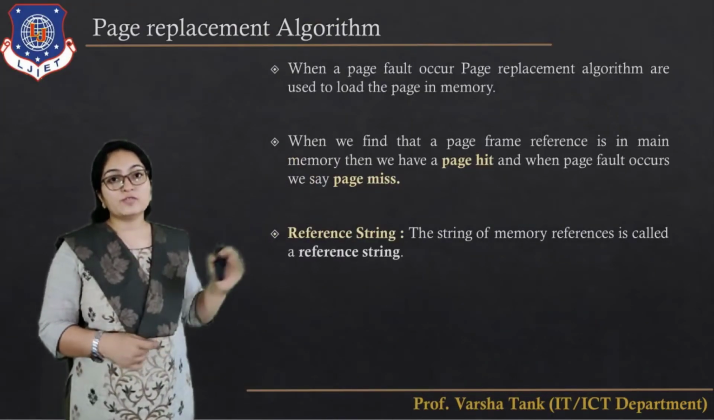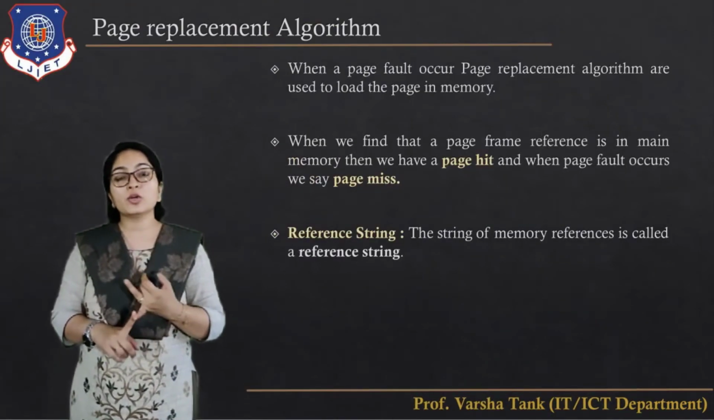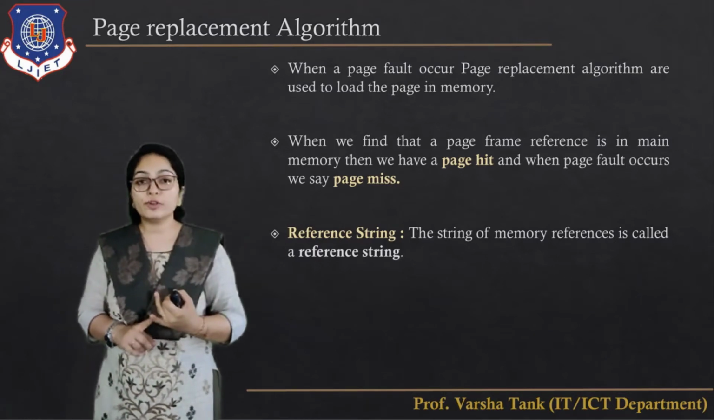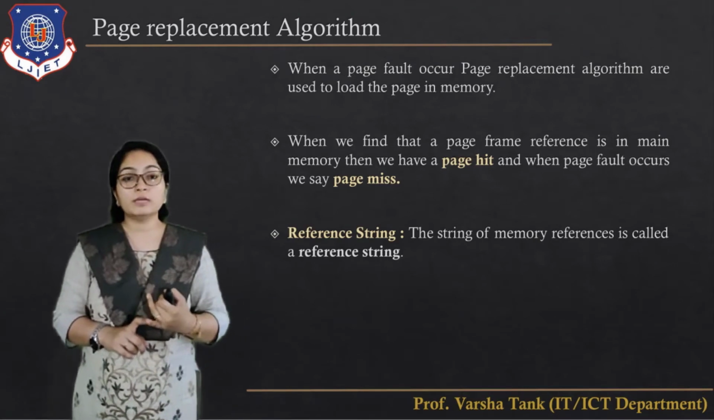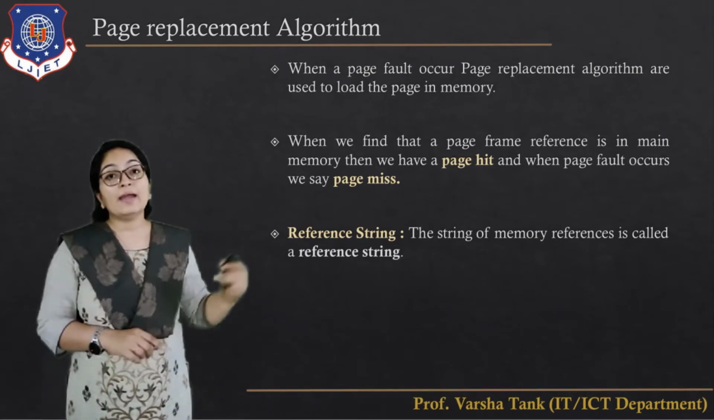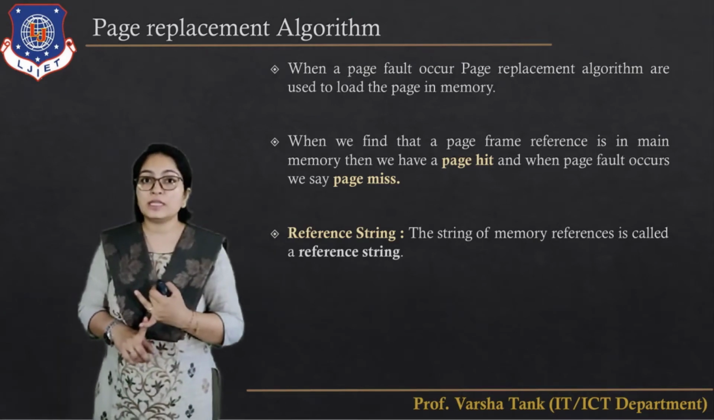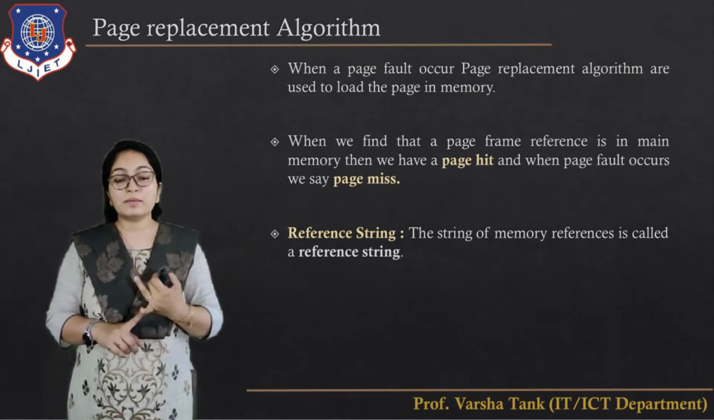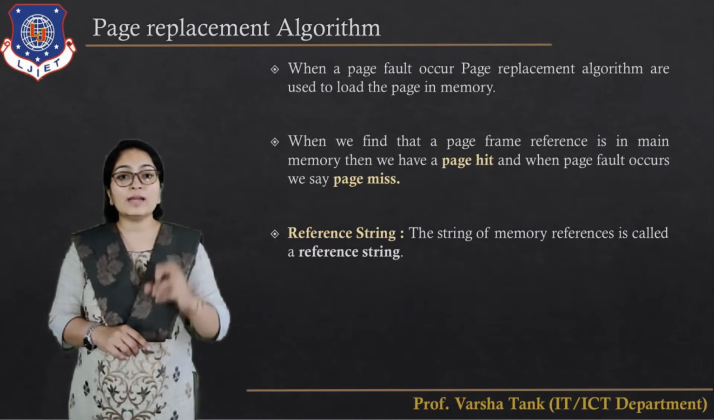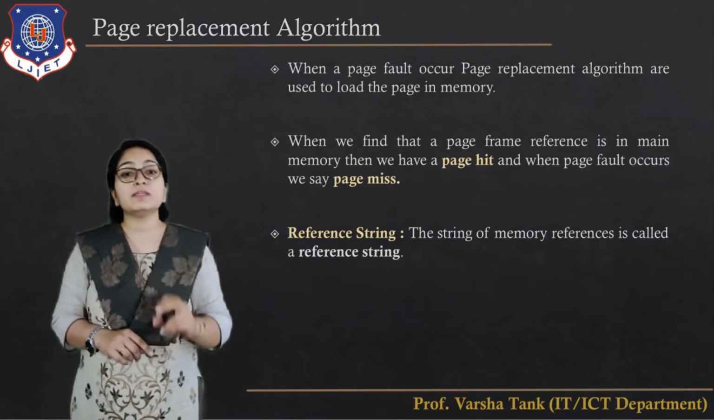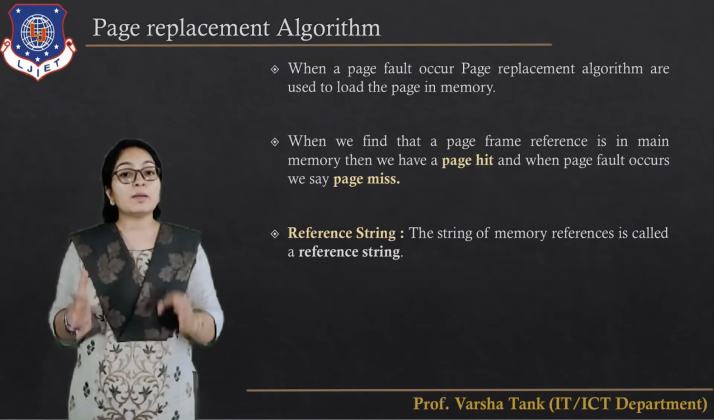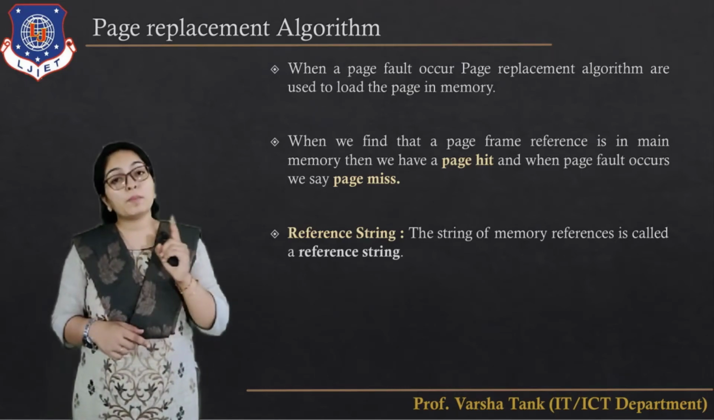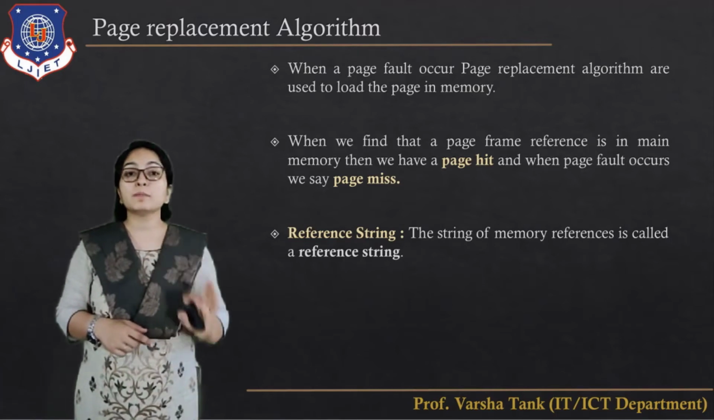Okay, so when a page fault occurs, page replacement algorithms are used to load the page in memory. We will use different types of page replacement algorithms to load the page into memory, and when we find the page frame referenced in main memory, then we have a page hit. That means the page we require is available in the main memory. But if that page is not available in the main memory, then it is a page miss. If a page miss occurs, then we have to replace the page.